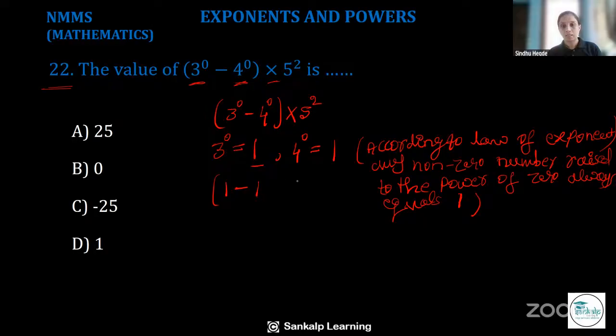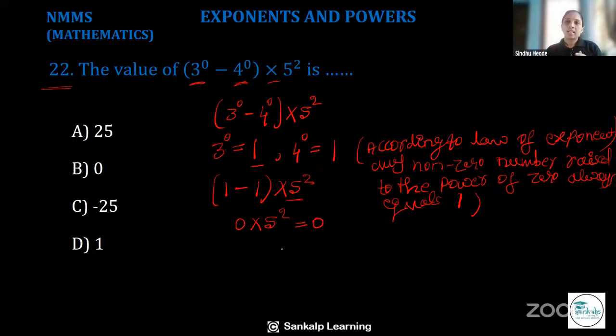1 minus 1 into, write that 5 square as it is. Now 1 minus 1 is 0. 0 into, write this term as it is, 5 square. No need to calculate 5 square because any number multiplied with 0, the answer should be 0 only. So 0 into 5 square is always 0.